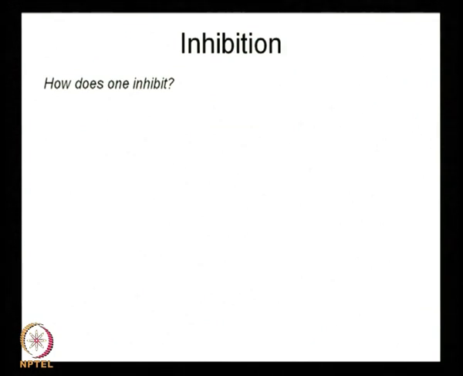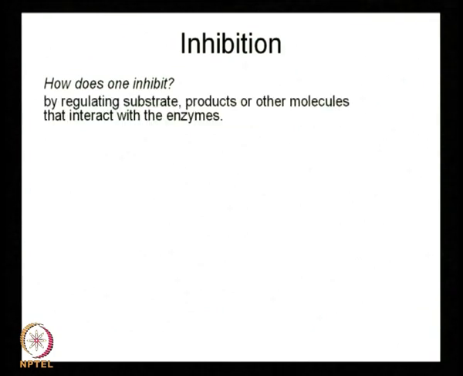So the question is, how does one inhibit? One inhibits by regulating the substrate, products, or other molecules that work or interact with the enzymes. What does this mean? An enzyme is, and I gave you a clue to this a little before also, in one of the earlier lectures, specific, and it's supposed to interact or react with a certain substrate, right?